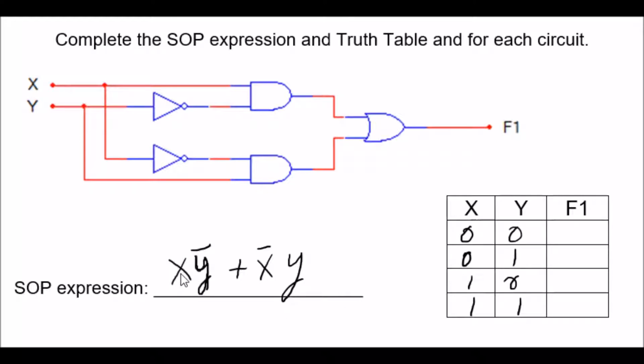I'm looking for an X and a not Y. So X and not Y is this guy right here. And then I have a not X and a Y, which is this. And actually, I can see this is going to simplify to an exclusive OR, but I'm not worried about that at this point. I'm done. I have written my sum of product expression and completed the truth table.